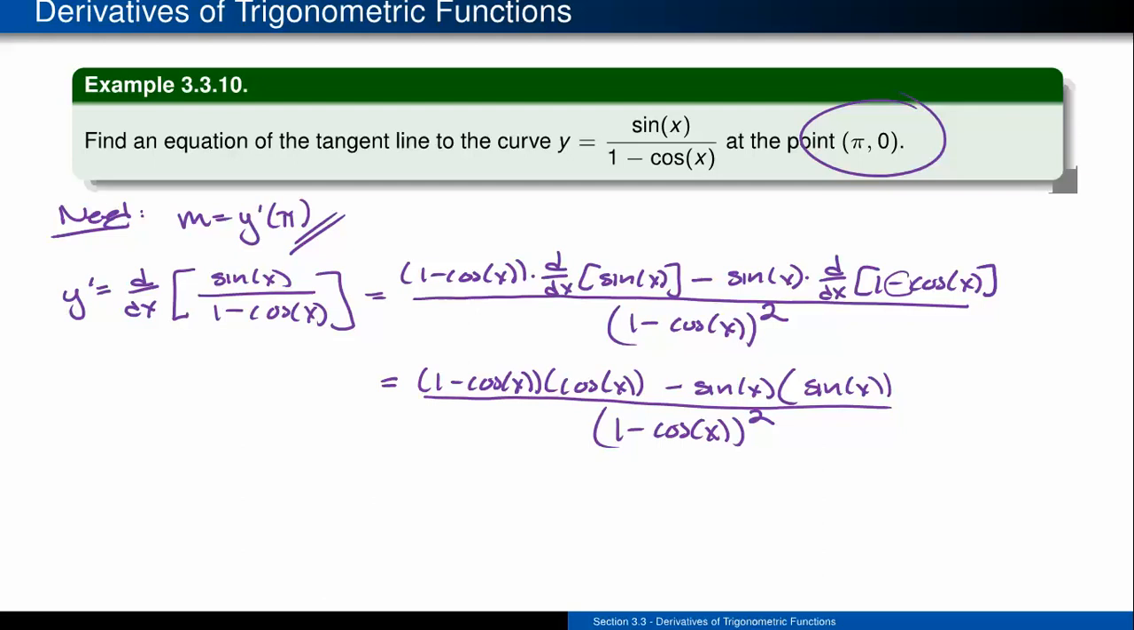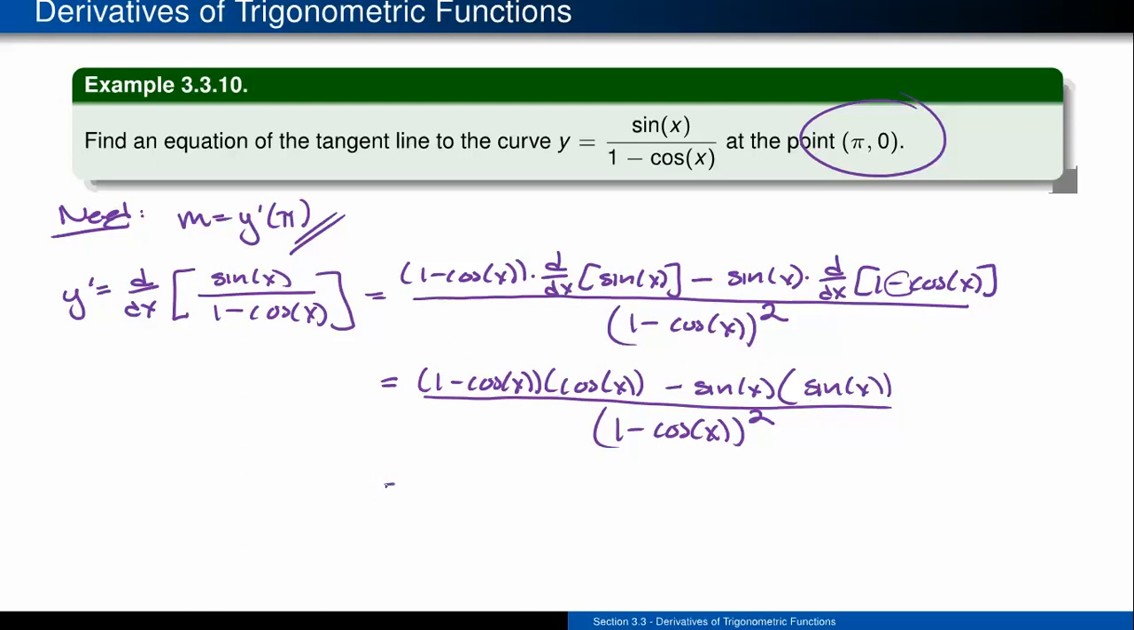Okay, let's rehash all this to make sure we're on board. I differentiated this giant quotient: the low term multiplied by the derivative of the high term, and then I'm subtracting off the high term multiplied by the derivative of the low, all over the low term squared. Differentiating sine gives me a cosine, and differentiating 1 minus cosine, the derivative of 1 is 0, and the derivative of negative cosine of x gives me a positive sine of x.